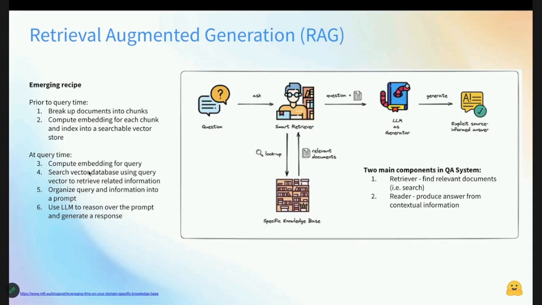And then at query time, at the time that the user is trying to actually get questions answered from your system, you take the question, you compute an embedding for it, and you use that embedding to search for relevant pieces of information from your stored vector database. And then you retrieve a few of those, combine the question along with that retrieved information and format that into a prompt. That prompt then gets passed along to the LLM, which serves as the reasoning engine to get your answer out.